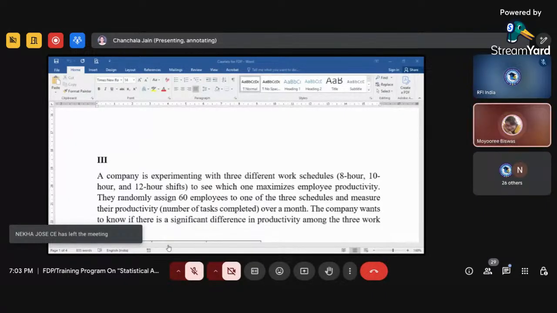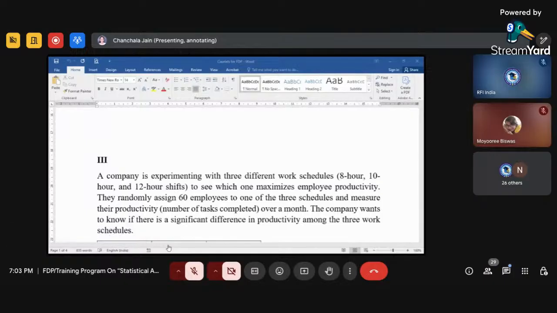Independent t-test, ma'am. Which one? Independent t-test. Okay. Any other opinion? I think regression, ma'am. Okay. Any other opinion? One t-test, one regression. Any other opinion?